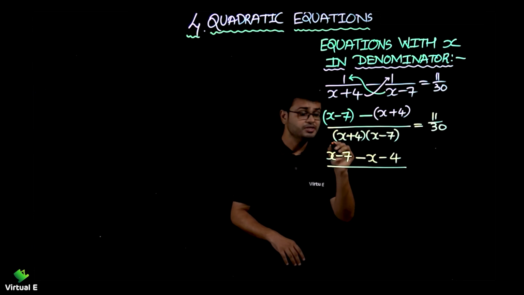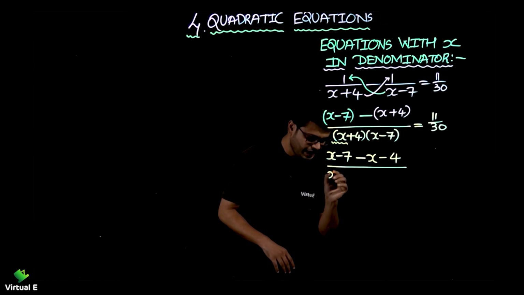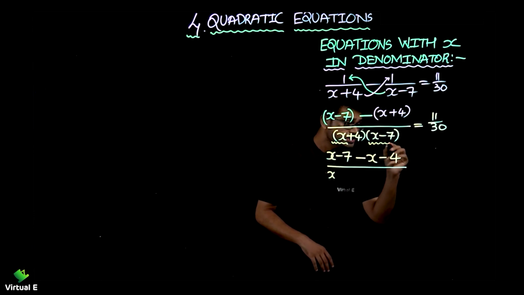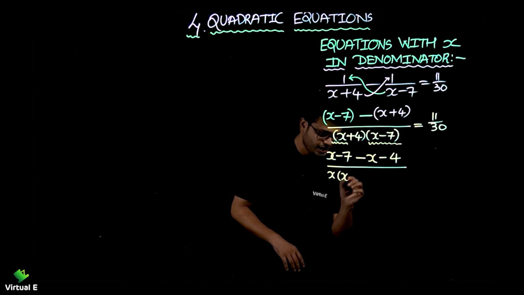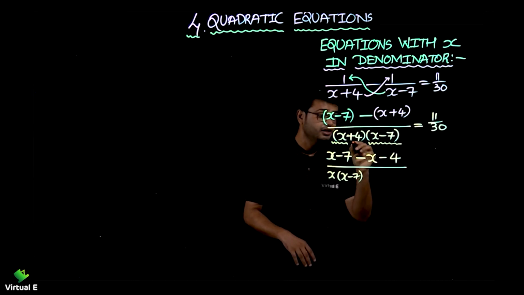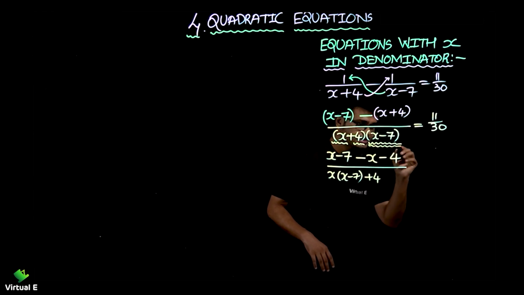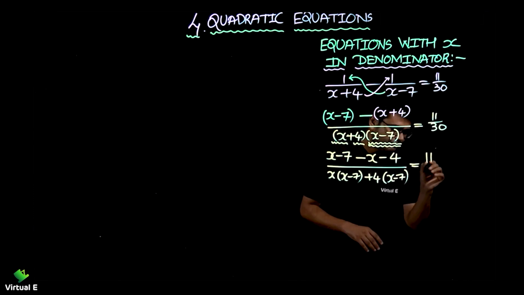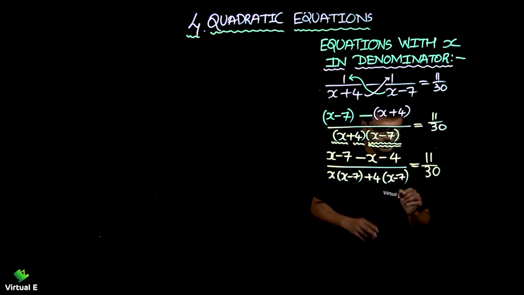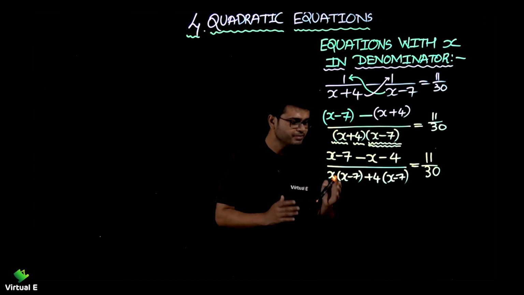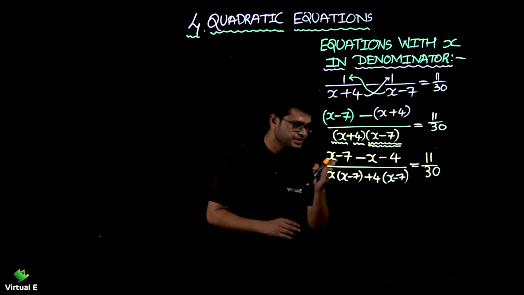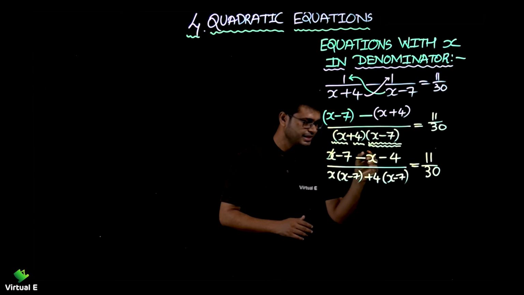Denominator, I will be starting with this x. Then I will be writing the whole second bracket, x minus 7, then plus 4. Then I will be writing the second bracket as it is again, x minus 7, 11 over 30. Done. Now let's do simplification. Here it is plus x and minus x, that will get cancelled.